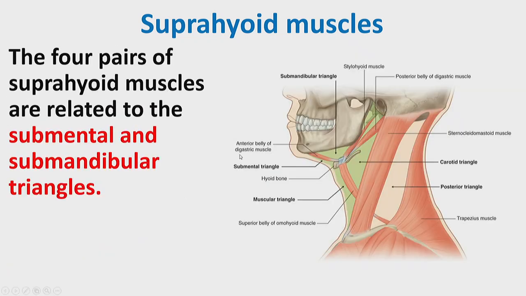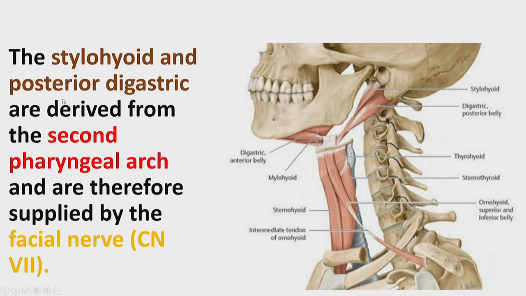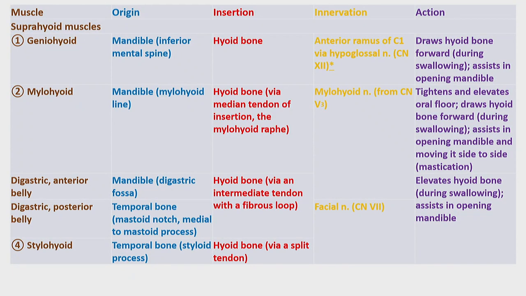They take part in the formation of different triangles in the neck, which are the submandibular triangle and the submental triangle here. And this is the recapitulation of the origin and insertion of these muscles that we already mentioned. Geniohyoid we mentioned, mylohyoid we mentioned, but the innervation of them is very important, be careful.